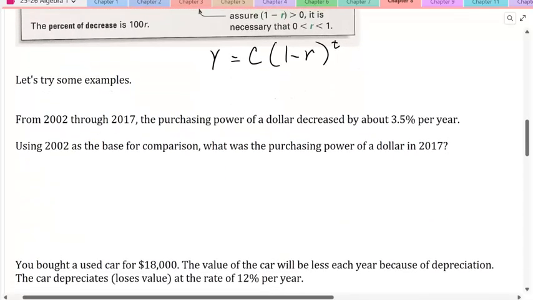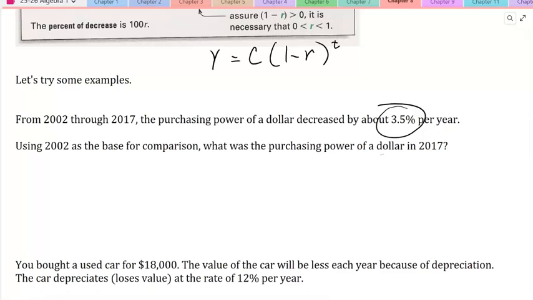From 2002 through 2017, the purchasing power of $1 decreased by about 3.5% per year. Using 2002 as the base for comparison, what's the purchasing power of $1 in 2017? Oh, well, let's see. All right, so the amount that $1 is worth, the purchasing power, is equal to, now the initial amount, well, we'd have to call the initial amount that, $1 would be worth $1.